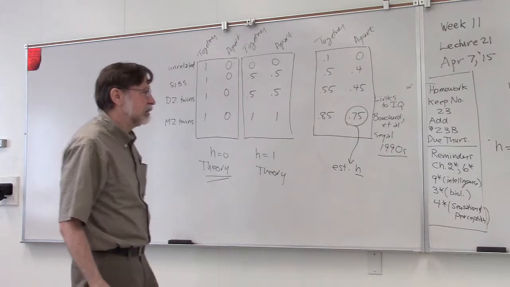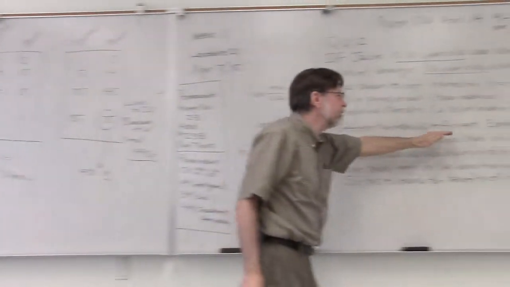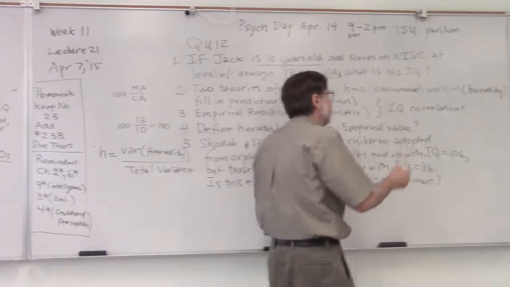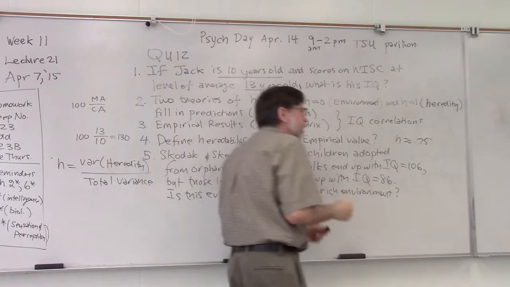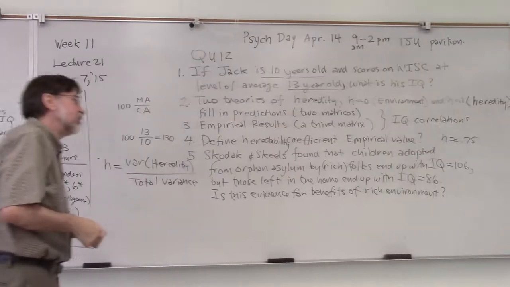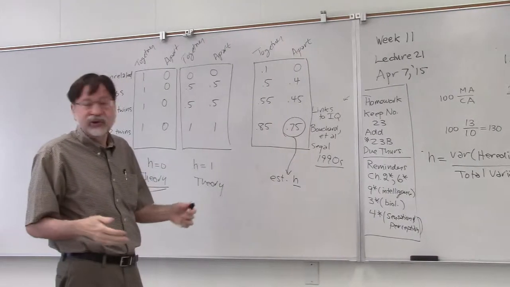All right. So define the heritability coefficient, and what's its empirical value? It's estimated to be about 0.75 or so. So you'll see estimates about 0.7, some estimates as high as 1 from different studies.